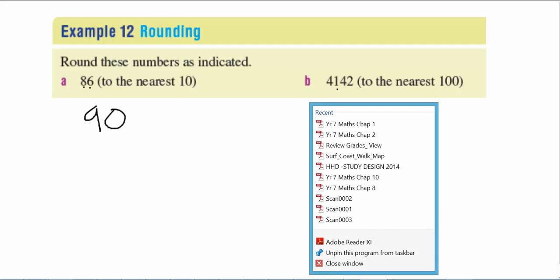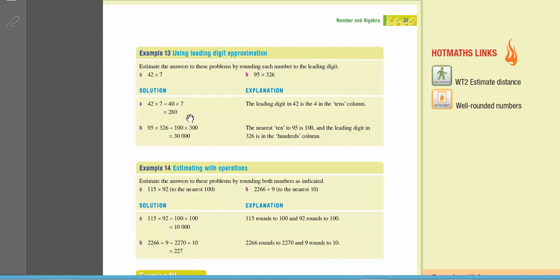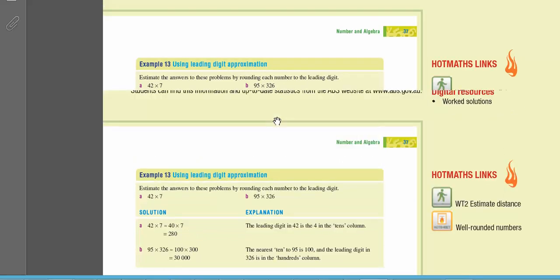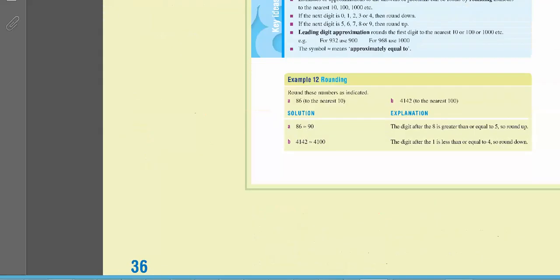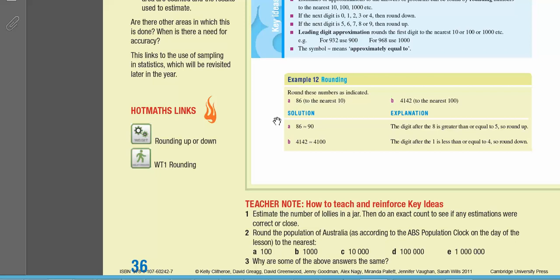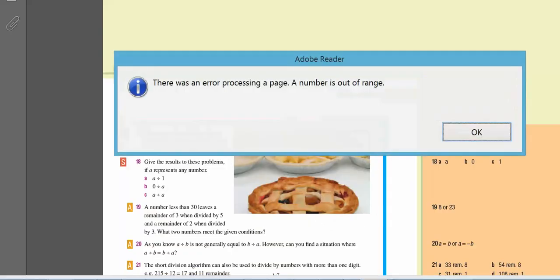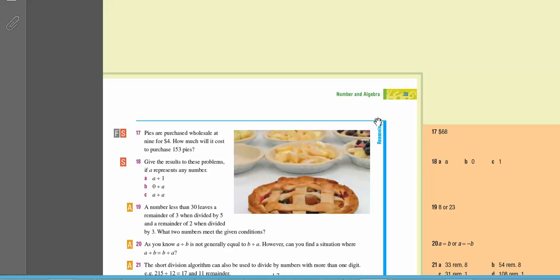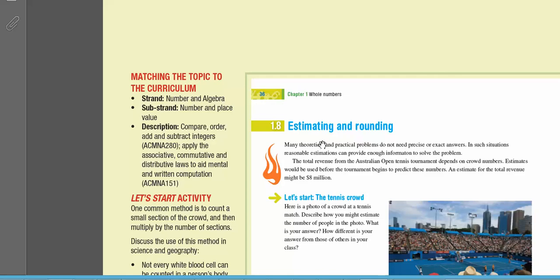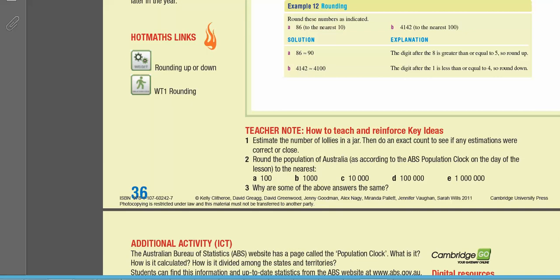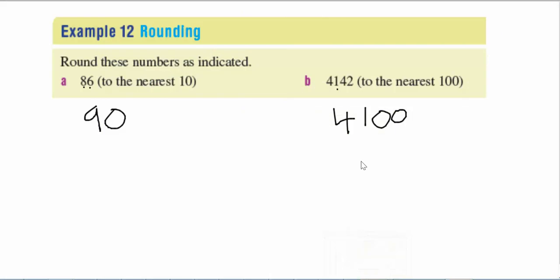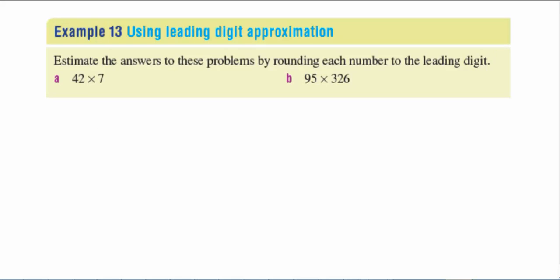I've done a bit of preparation. Let's check our answer. Whoops, don't want that, want that. Hang on, give me a sec. Oh, where am I going? Yeah, that's right. Bear with me. Oh, I've lost it. Hang on. There we go. Thought I was prepared. There you go. 86 goes to 90, 4,142 goes to 4,100. So I have got those right. Just to show you, that's all.